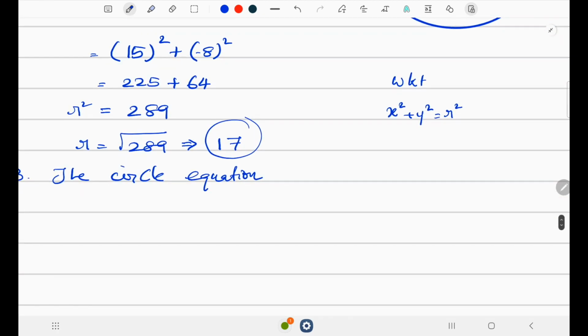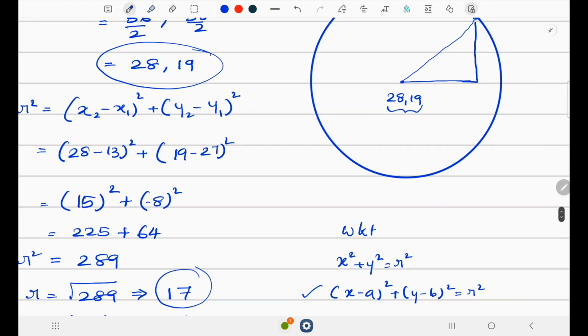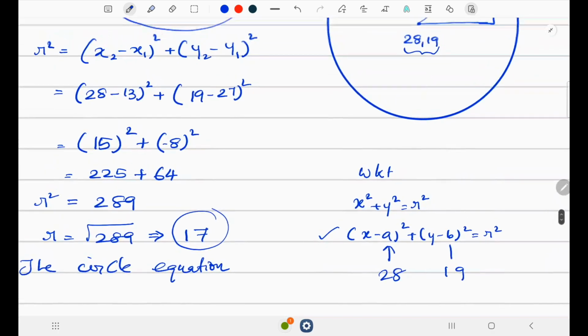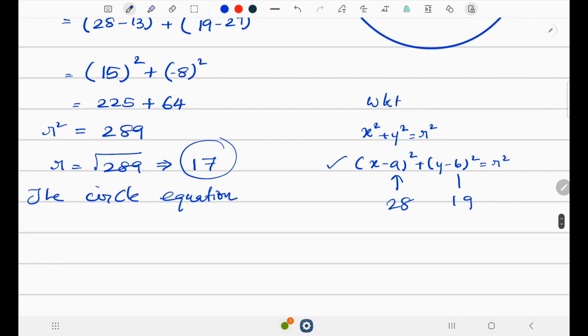If the circle is not at the origin, then the circle equation is (x minus a) the whole square plus (y minus b) the whole square equals r square. In our case the circle is not at the origin, the midpoint is (28, 19). So what is a comma b? This is the center point, a is 28 and b is 19.